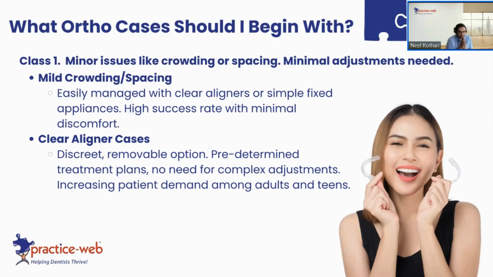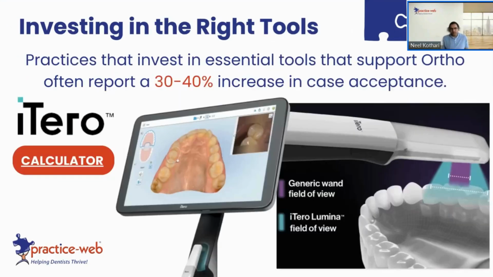Clear aligners are really good. It's a discreet removable option, as you all know, with predetermined treatment plans and not really complex adjustments, and there's a lot of demand because it's a lot more aesthetically acceptable during treatment. For clear aligner cases, software like Invisalign provides suggestions on what the next phase should look like, so there's going to be clinical support there. So these are some of the cases you can think about starting with.